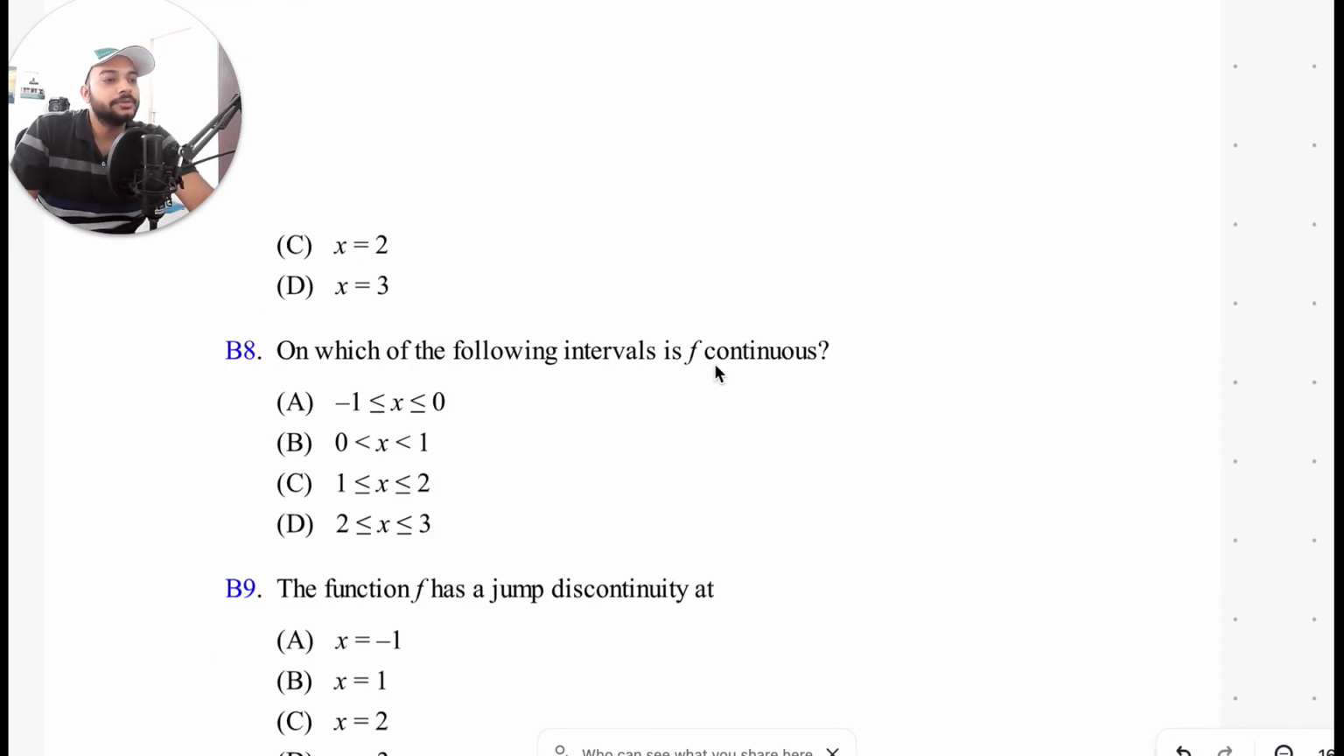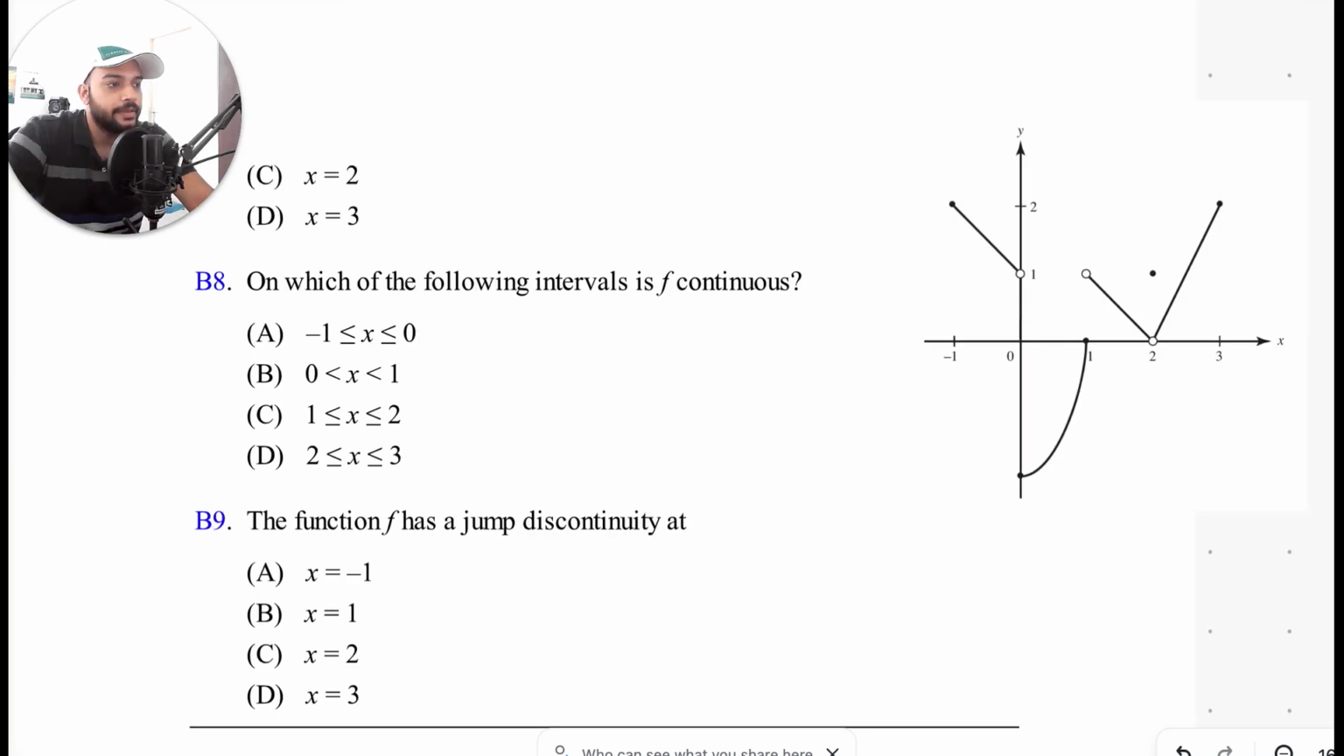On which of the following intervals is f continuous? So we need to check -1 to 0, 0 to 1, 1 to 2, and 2 to 3. Let me bring the graph here. That'll be easier. Okay, so the graph is here now. Between -1 to 0, both included, we're saying continuous. So 0 included, it's not continuous. A is wrong. 0 to 1, not including any, yep, it is continuous. Option B is correct. 1 and 2 both included, not continuous. 2 and 3 both included, not continuous. Okay, so B is correct.